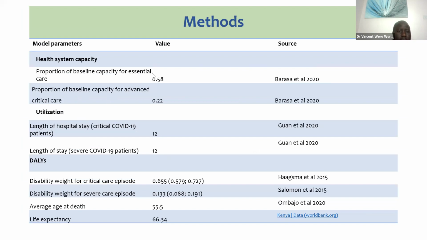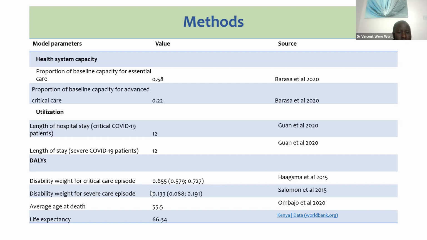Yes, you also make further assumptions, health system assumptions. We also assume that the period of illness is 12 days. Whether you have severe or critical, you will have 12 days in hospital. Then for the benefits, we used what we call the DALY, as I've explained. The disability weight for critical COVID, we use 0.65. You can see this is quite high. It means that for a critical patient, you are almost 70% likely to die.